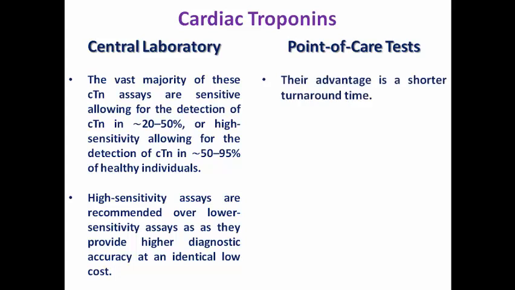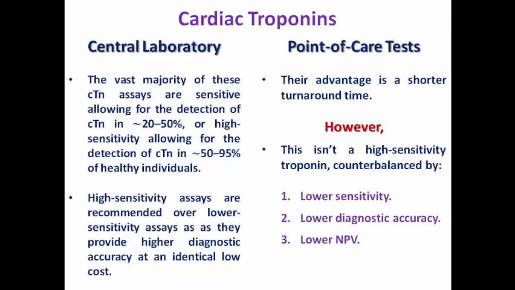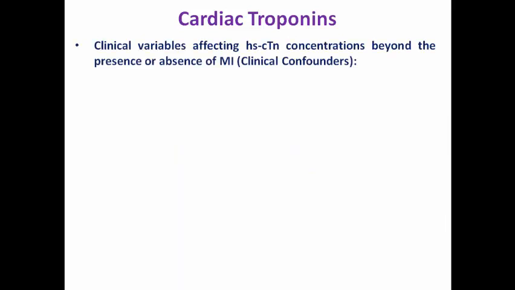Whereas a point of care test is using a strip in order to measure the cardiac troponin rapidly beside the patient as a bedside test with a shorter turnaround time. However, this is not a high sensitivity troponin as a central laboratory, so it shows lower sensitivity, lower diagnostic accuracy, and lower negative predictive value. So in this case, the clinical decision may be less accurate than sending a blood sample to the central laboratory.